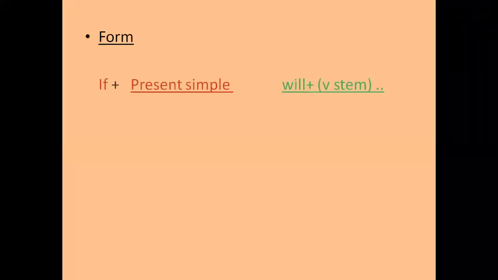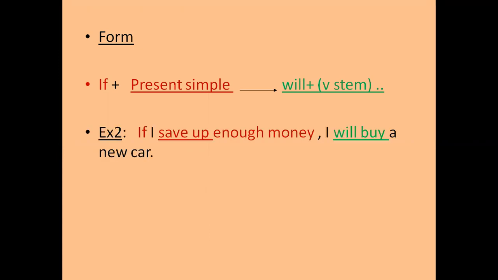Next, what is the form of the first conditional? The first conditional is formed by using two clauses. The first clause after if is in present simple, then we put a comma, and after the comma we put the second clause by using will plus verb stem. For example, look at example number 2. If I save up enough money, I will buy a new car.